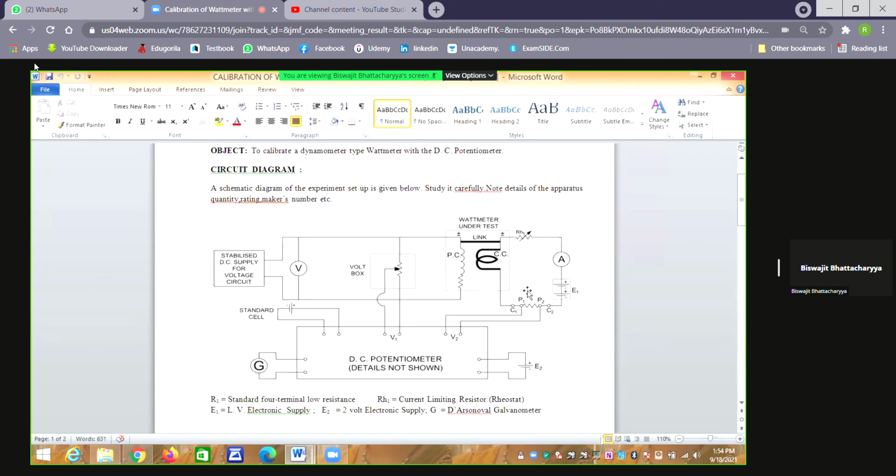So that's how we will vary the current coil current, just by varying the rheostat and observing the ammeter current. But the pressure coil voltage will be initially fixed at 100 volt and that will remain 100 volt throughout the experiment.